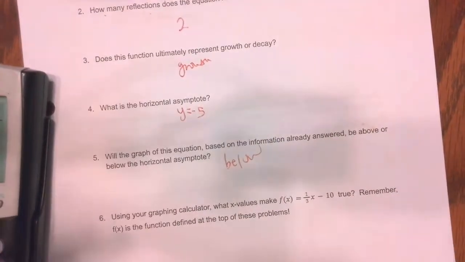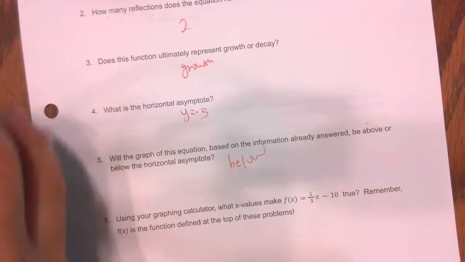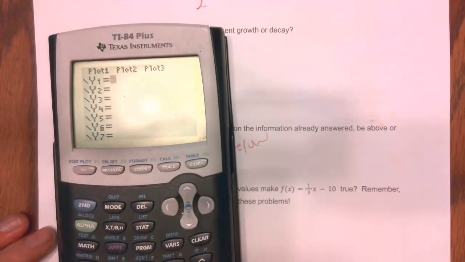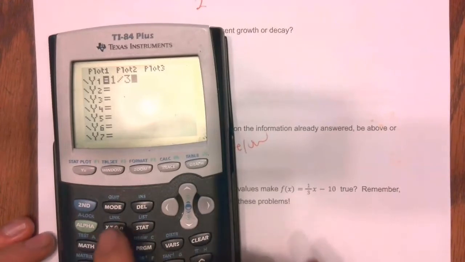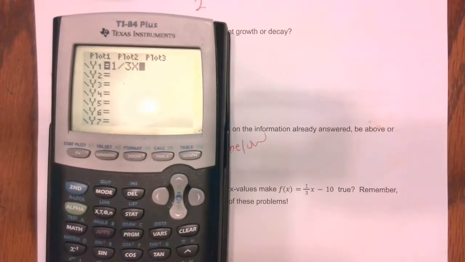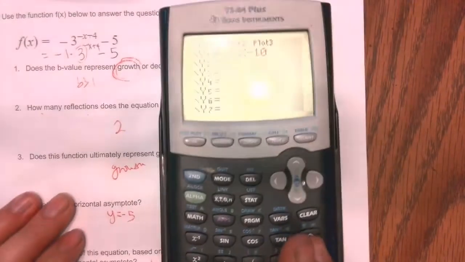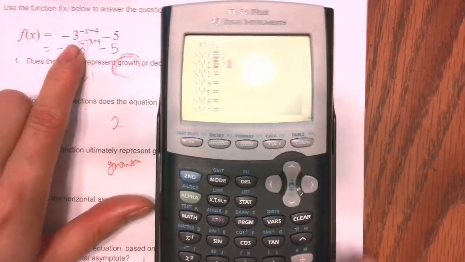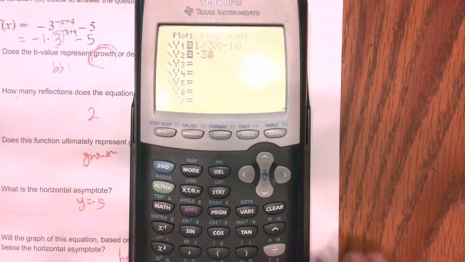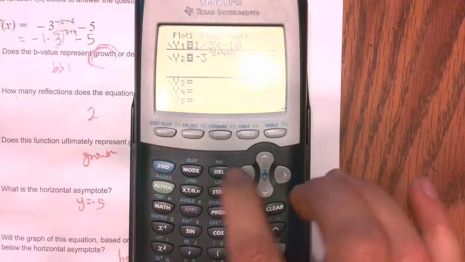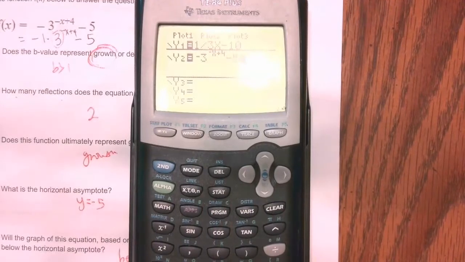Well, how do you do it? You can't solve it algebraically, so we have to use a graphing calculator. If you don't have it, sorry. If you do, follow along. Under y1, I'm going to put that negative 1/3 x minus 10. Where's the x? By the way, x is right here. Then I'm going to move down to y2 and type my function: negative 3 raised to the caret, negative x plus 4, minus 5.